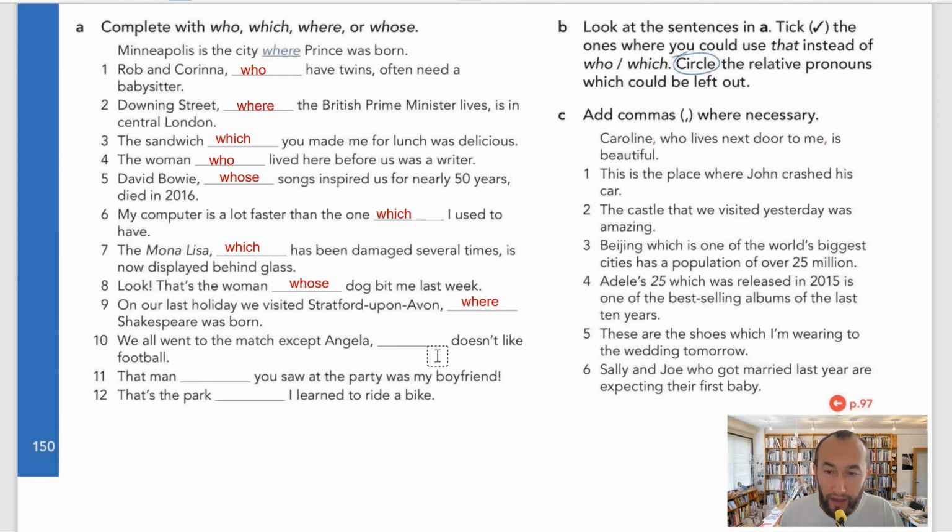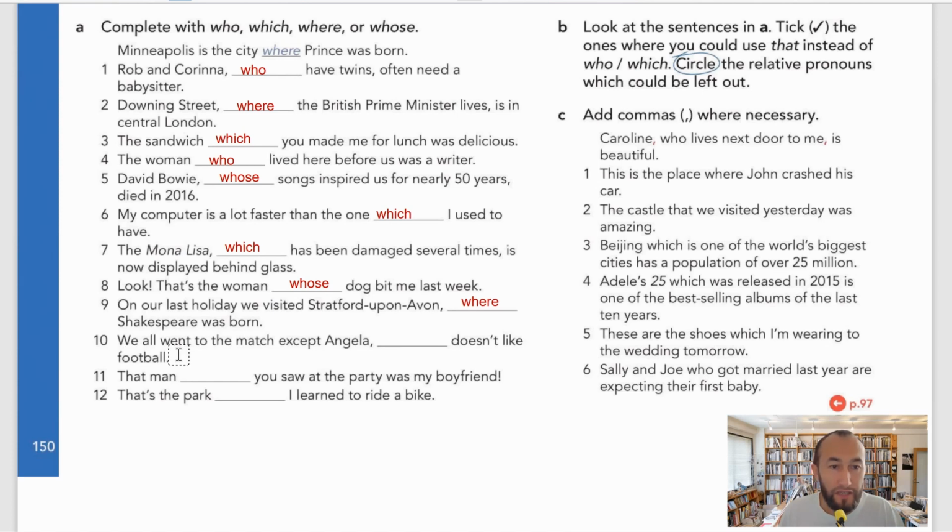So when you use where in a relative clause, after that, make sure that you must have a subject, right? You know, in the example here, Shakespeare is the subject. Shakespeare was born. Was born is the verb. Shakespeare is the subject. Where is just a connector of a relative clause. And obviously we're using where because of the place, Stratford-upon-Avon.